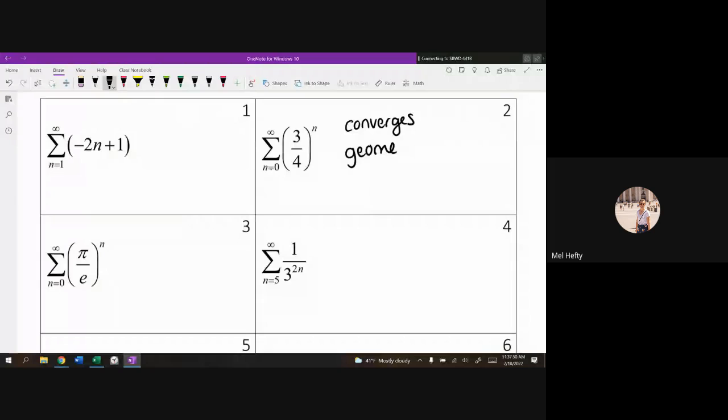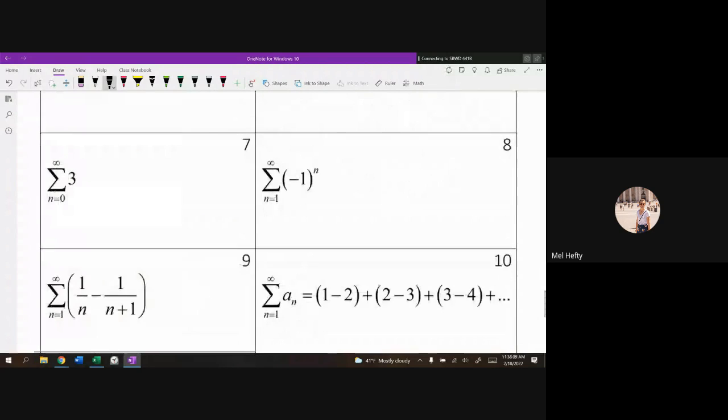What do we name that? R. So our absolute value of R is 3/4. Why do I care? It's less than 1. So that one we can actually prove with the geometric series test. We know about our R. Did anyone else find another geometric one? I would say there's at least 2 other ones here.